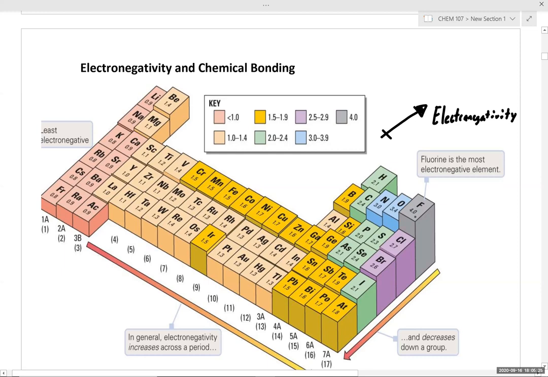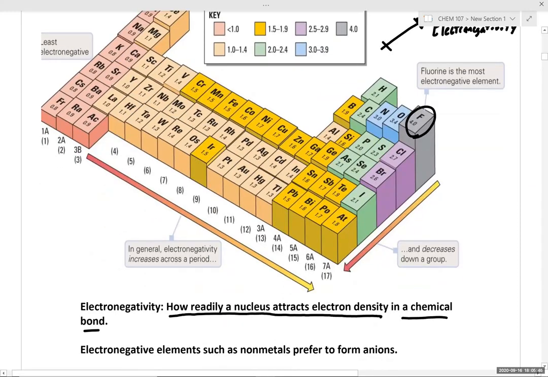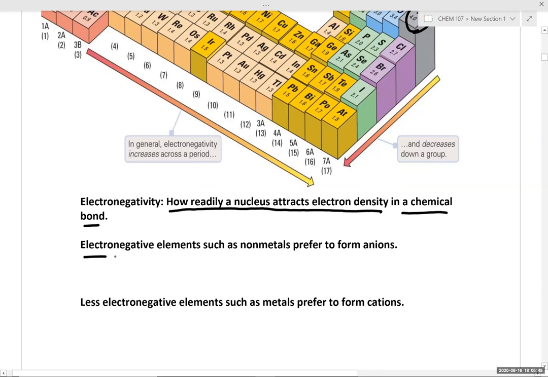The most electronegative element, the king of electronegativity, is fluorine. Now, what does this mean? Depending on the electronegativity, your atom will pull electron density in a bond more or less effectively. So electronegative elements, such as nonmetals, prefer to form anions. That's why fluorine, in general, prefers to form the anion F minus. It wants to gain electrons.